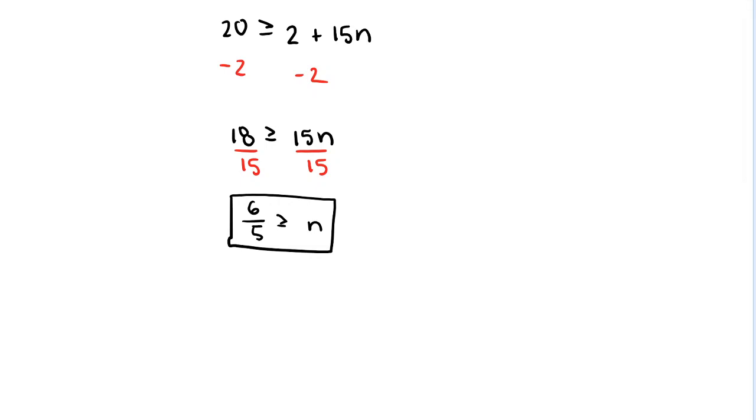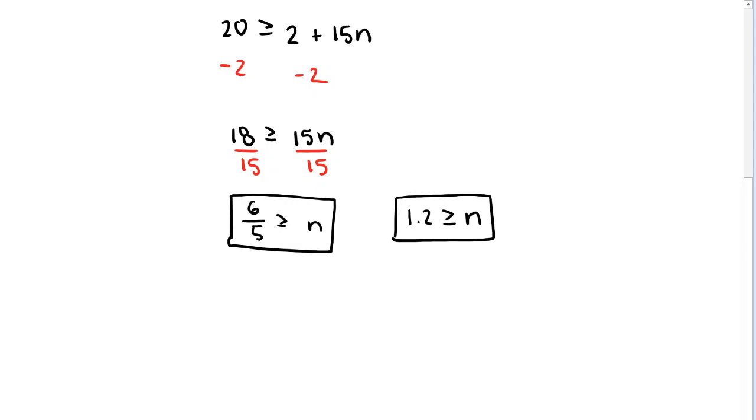And maybe you like more concrete decimal values. I think maybe that'll look a little more explicit or a little more familiar. 6 over 5, it goes in 1 time and 1 out of 5 is left over, and 1 out of 5 is 0.2. So this is 1.2. It's greater than or equal to n. So this is another way we can see this same inequality.